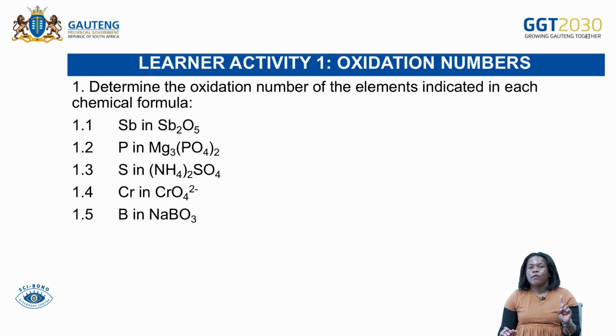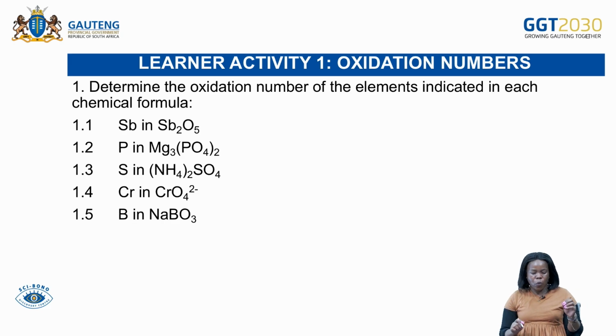So here's the learner activity that I wish you could do for me. It's the same thing as what we've been doing right now. It says determine the oxidation number of the element indicated in each of the chemical formulas. Okay, so we did not underline it in this case.